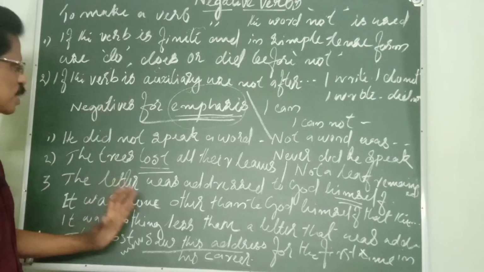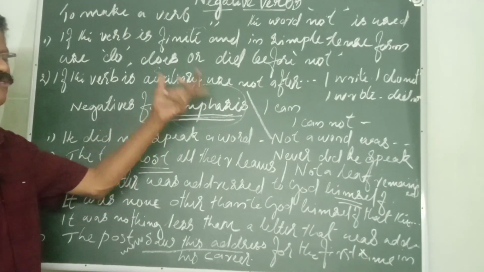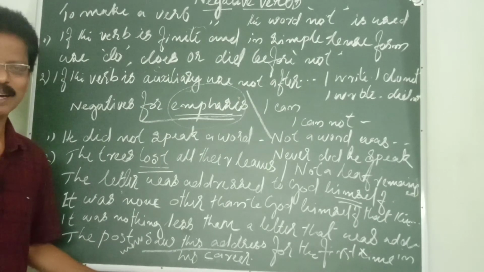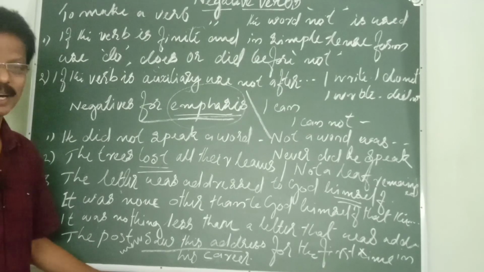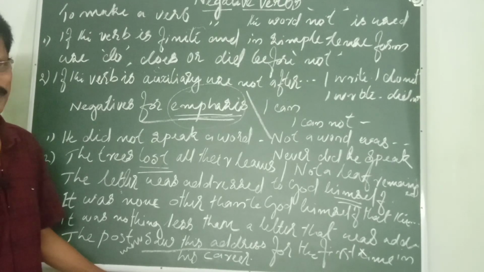So there's another usage of that. Negatives are used for giving emphasis. For that you have to use such expressions as none other than, not even, or never, did plus V1 or had plus V3 to give emphasis or force. I hope it is clear to you.